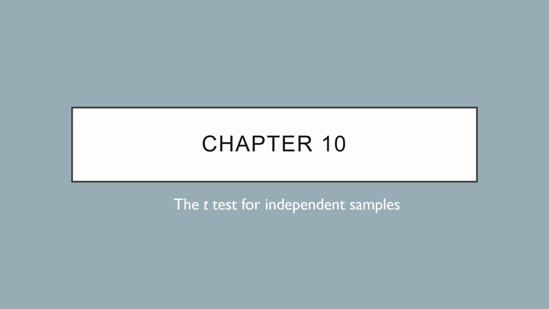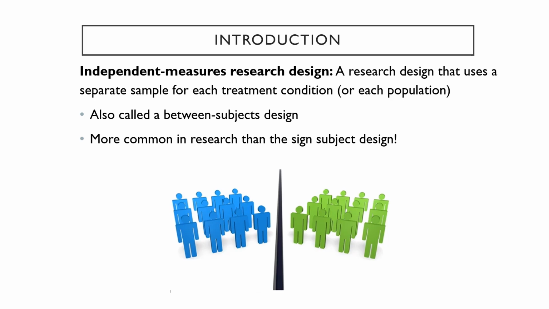Hi everyone, and welcome to the Chapter 10 lecture on t-tests for independent samples. Before, we talked about t-tests for a single sample, where only one mean was compared to a specific number, typically a population. Now, we're going to talk about a t-test for independent measures, which is a research design that uses a separate sample for each treatment condition or each population.